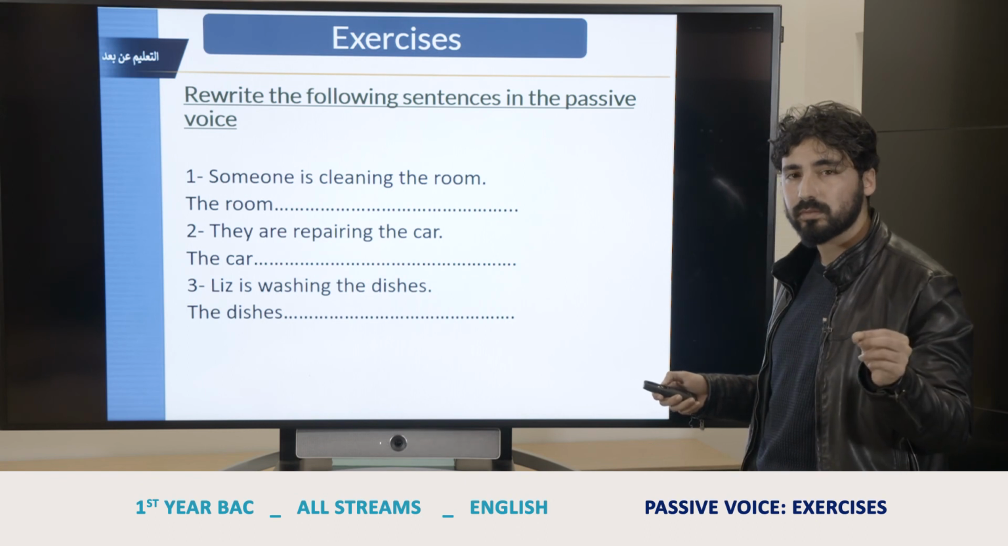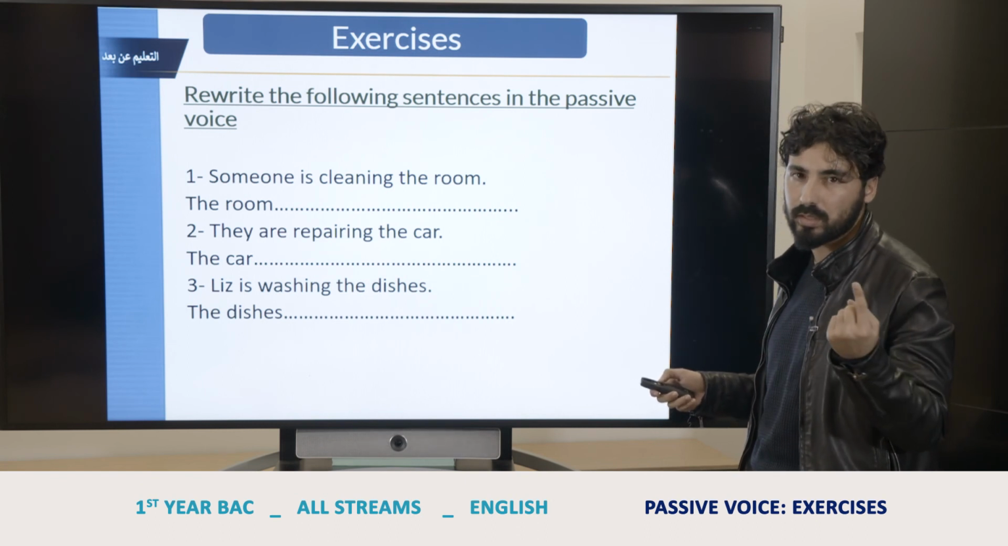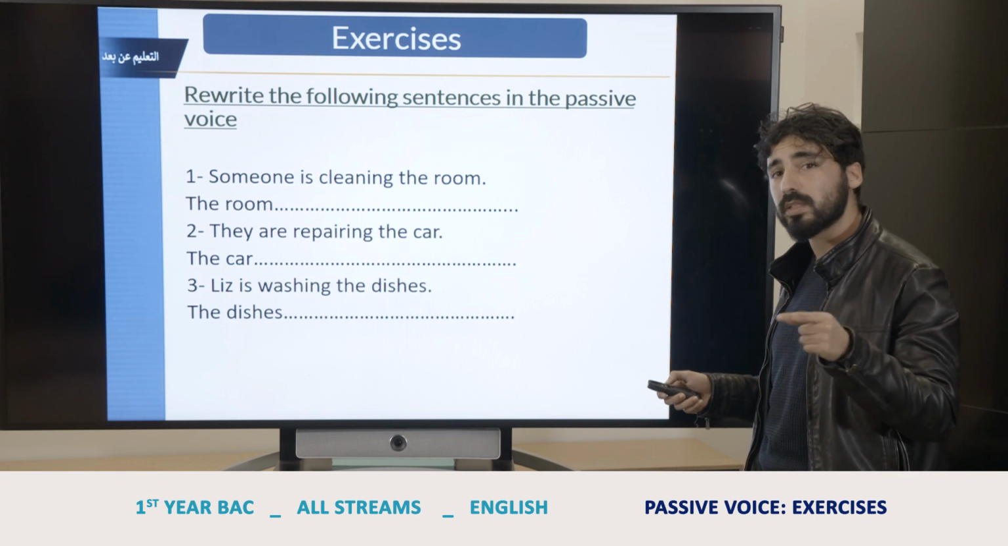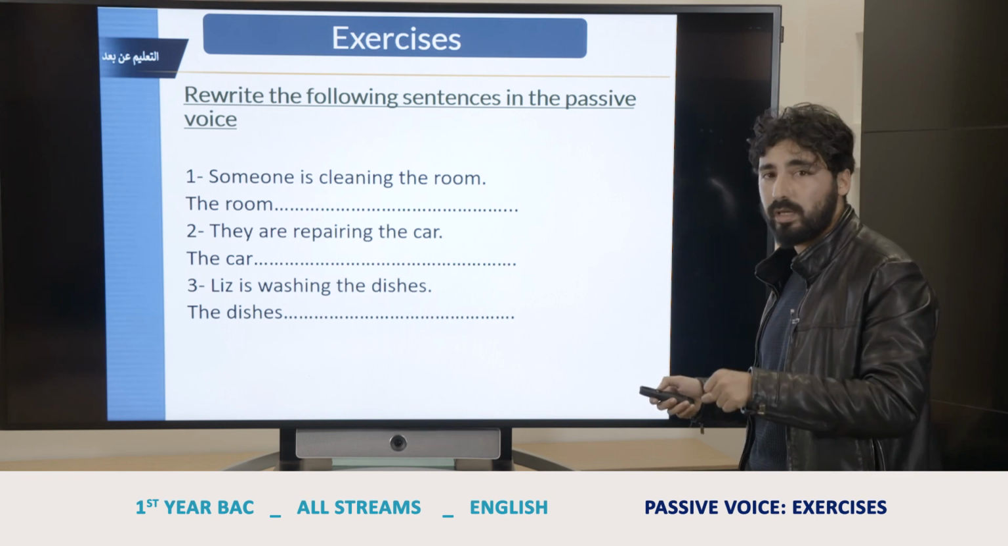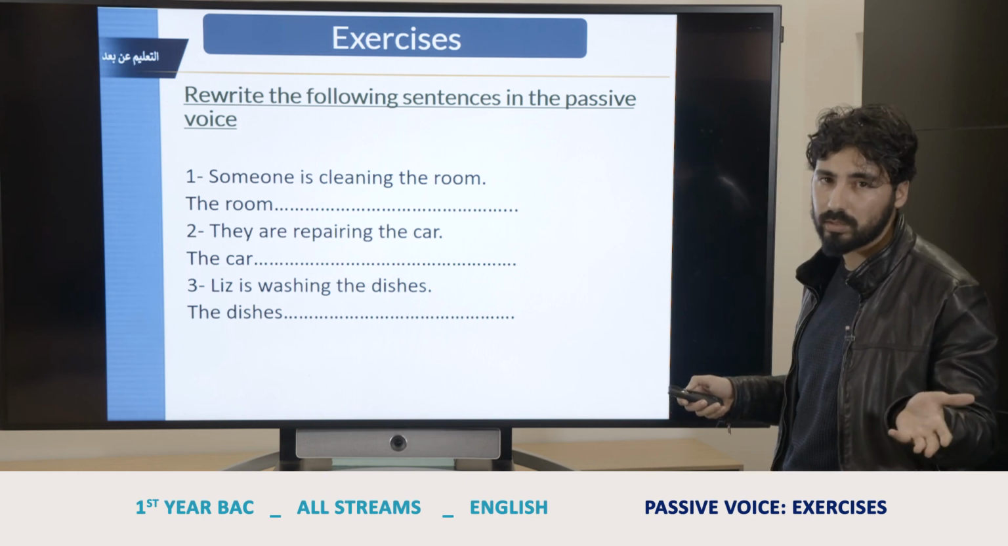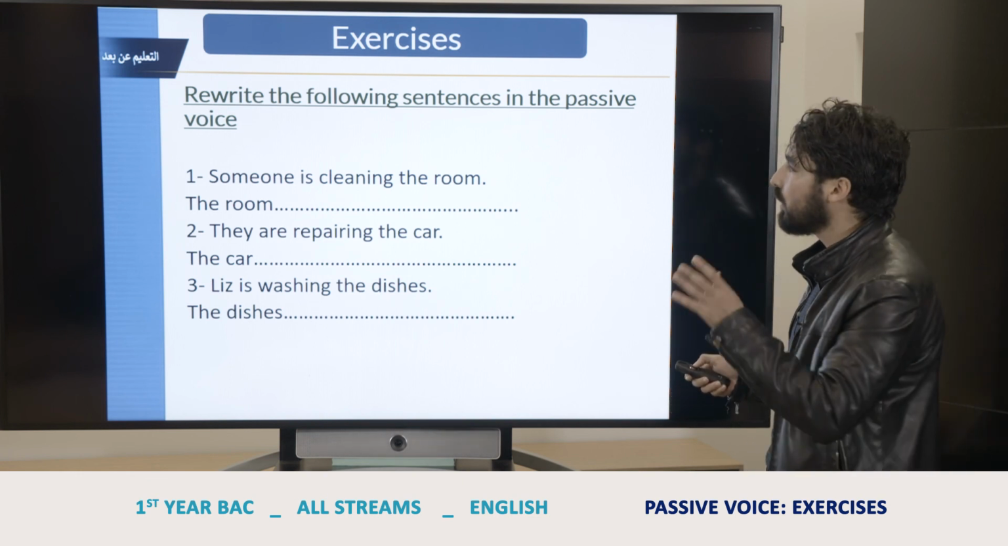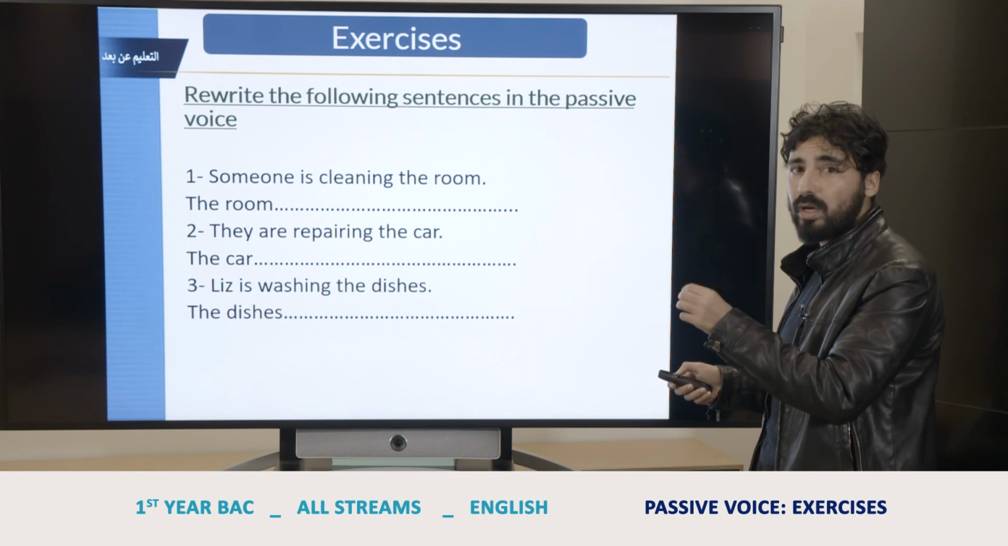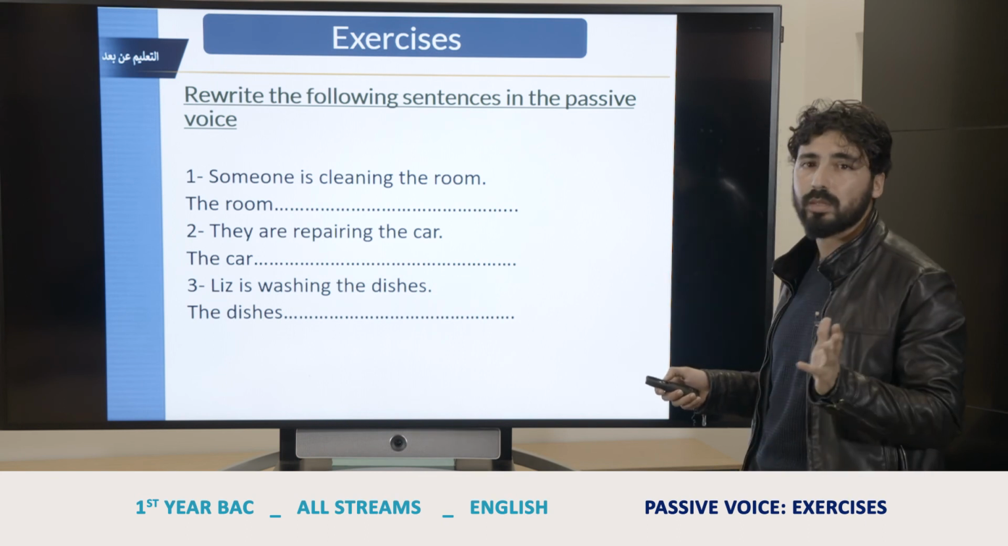Verb to be is being, because it's one car, singular. The car is being repaired. Repaired, ed form, because it's simply a regular verb. But we're not going to say by they, because they is simply a pronoun.